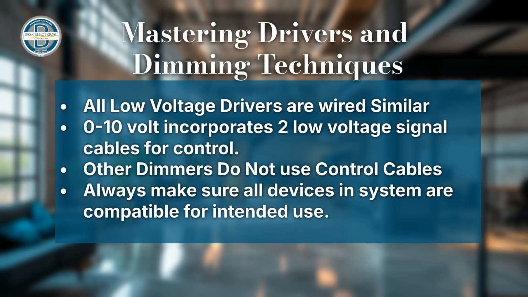To review, all low voltage lighting circuits are wired in a similar manner. What makes 0 to 10 volt dimming controls different from other dimming controls are the 2 additional low voltage signal cables used to provide smooth dimming. When wiring, other non-0 to 10 volt dimmers follow the same wiring minus the 2 signal cables. Remember to always check that all devices are compatible and intended for the same use in order for the controls to function properly.